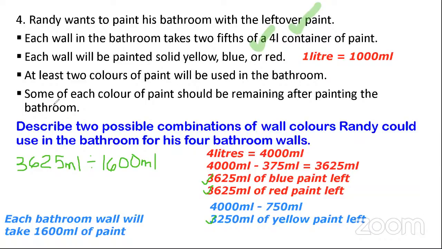All right, so no, we cannot use one paint only. It says at least two colors of paint will be used in the bathroom. So of course we can use red and blue, we can use red and yellow, we can use blue and yellow, because when we subtract 1,600 milliliters from it once, or we can get it from it once or twice, so we can paint at least two walls out of the remaining paint that we have, and some paint will still be left over. So that is the kind of justification I want here. So you need to show calculations here to show, okay, yes, I can paint two walls out of this leftover red paint or out of this leftover yellow paint.